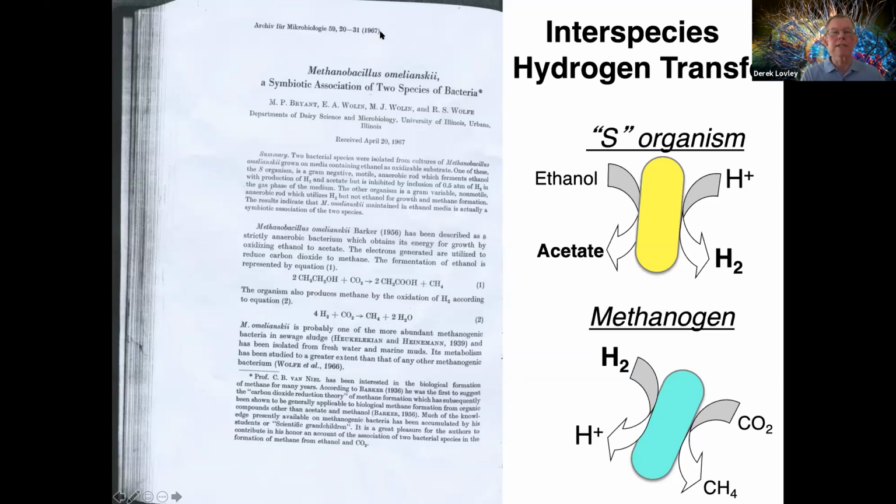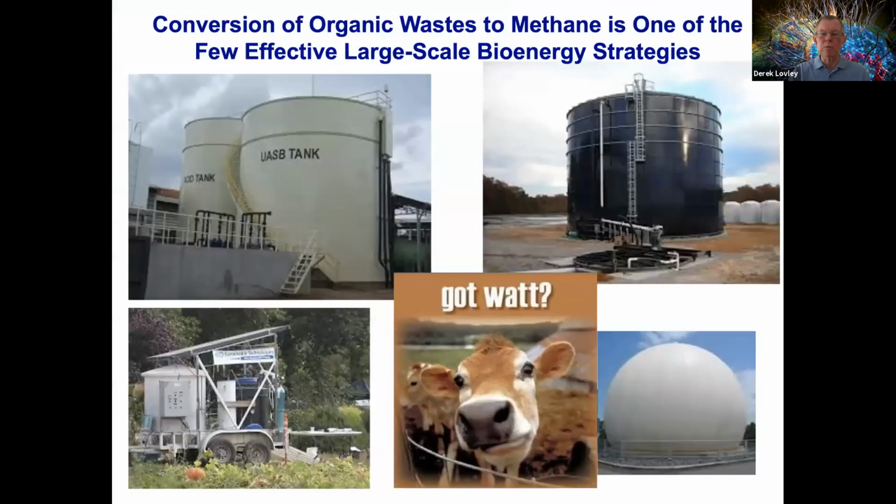So yeah, back in '67, Bryant et al. made this amazing discovery of how methane systems can work, in which organisms that oxidize organic compounds to carbon dioxide and sometimes other products will use those electrons to reduce protons to hydrogen gas. And then the methanogens will use the hydrogen gas to reduce carbon dioxide to methane. So that's known as interspecies hydrogen transfer. And that's what we all learned was how a methanogenic system works.